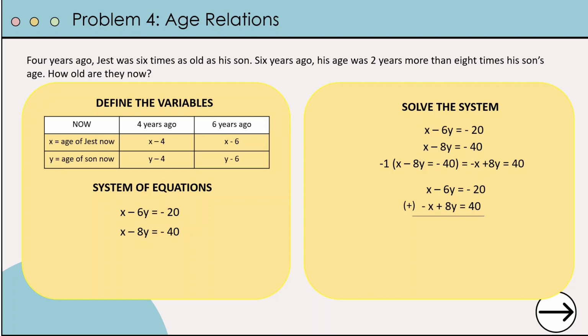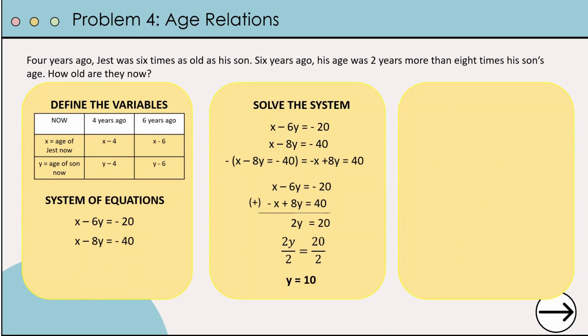x plus negative x equals 0. Negative 6y plus 8y equals 2y. Negative 20 plus 40 equals 20. Now let's solve for y by dividing both sides of the equation by 2. We get 2y over 2 equals 20 divided by 2, and that will result in y equals 10.